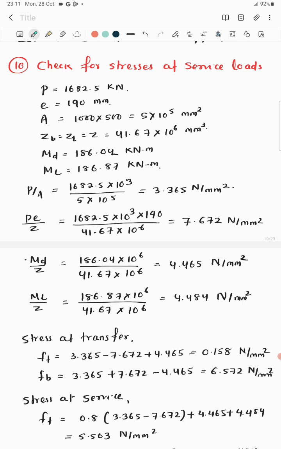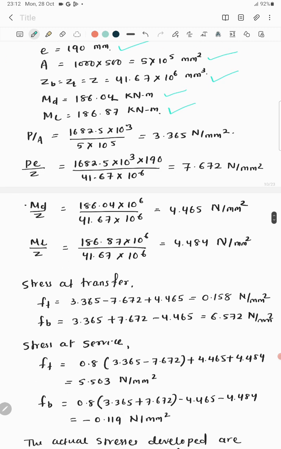So the next step is check for stresses at service load. These values are already given. The pre-stressing force 1682.5 kilonewton, eccentricity we have used 190 mm, then area, section modulus 41.67 into 10 to the power 6 calculated, then dead load moment 186.04 kilonewton meter calculated, then live load moment 186.87 kilonewton meter, this is also calculated. Then the expression for stress, so we can find out each term one by one. This is the direct stress, that is P by A, and this is coming 3.365 Newton per mm square.